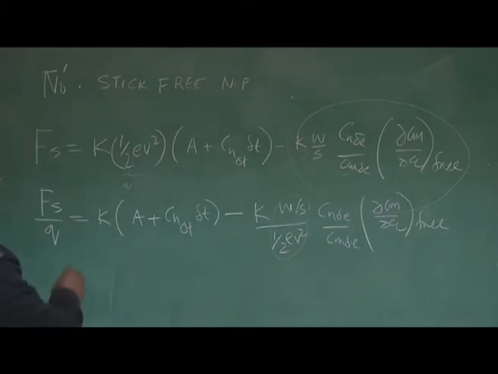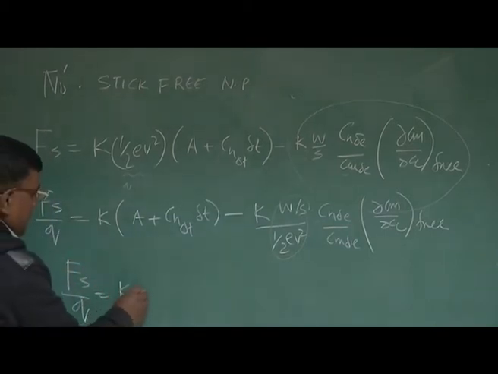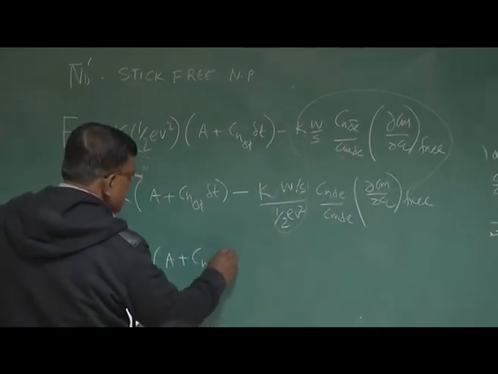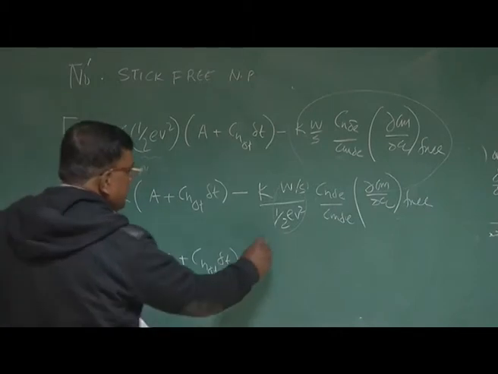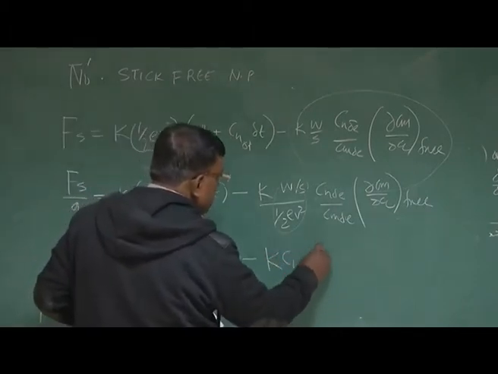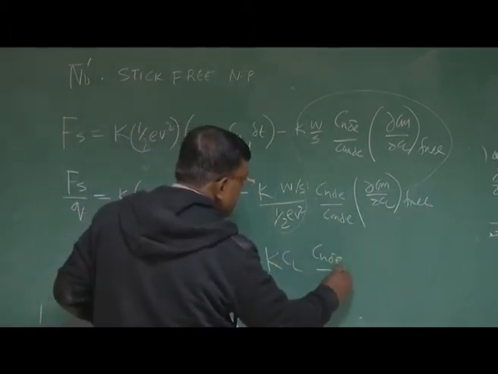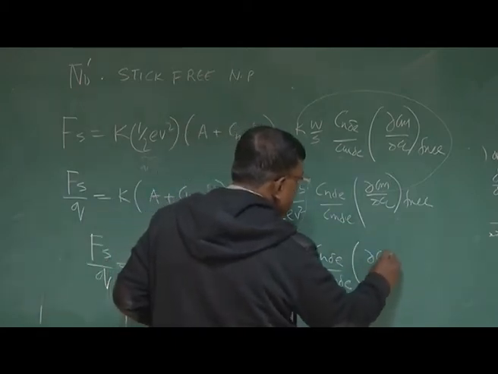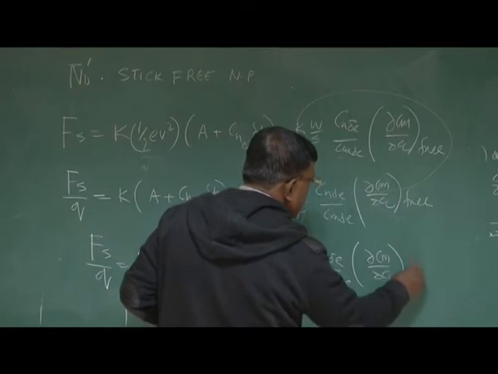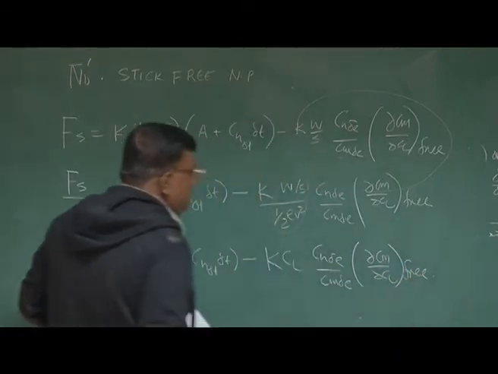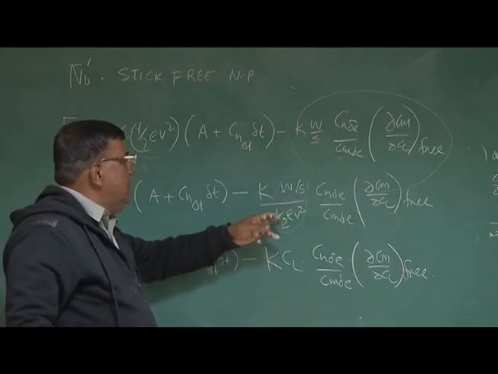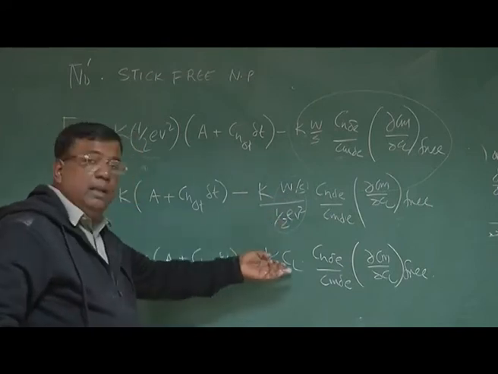So this I can write as Fs by Q equal to K A plus CH delta T into delta T minus K CL into CH delta E by CM delta E into dCM by dCL free. No issues, because W by S divided by half rho V square is nothing but CL.